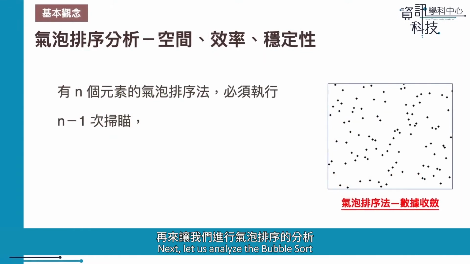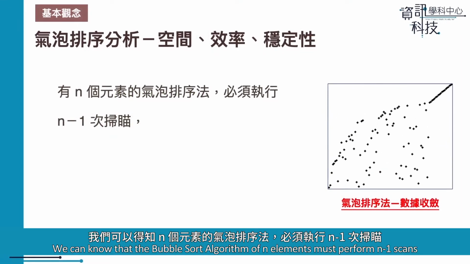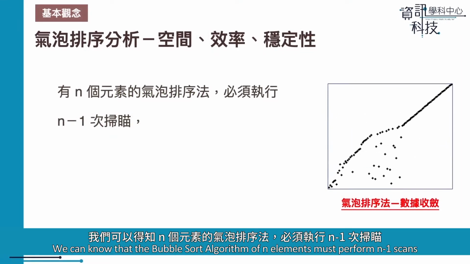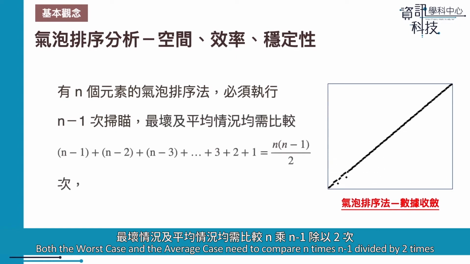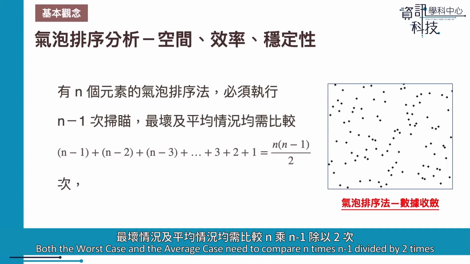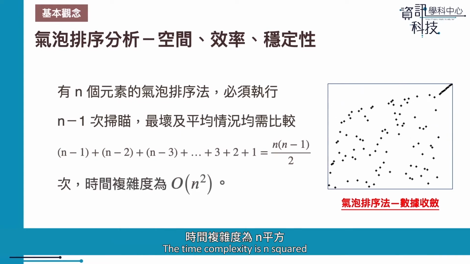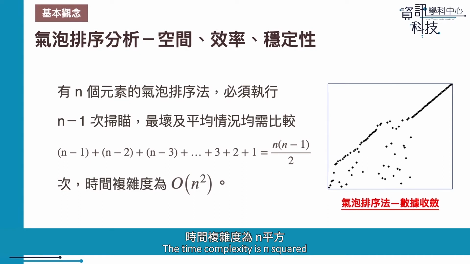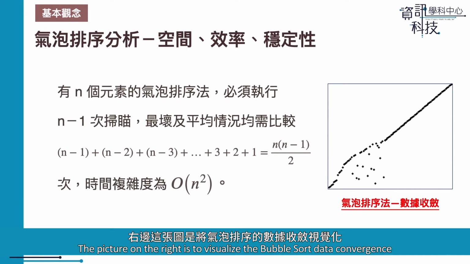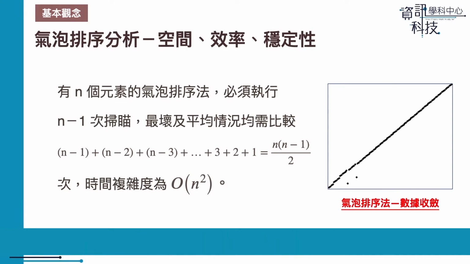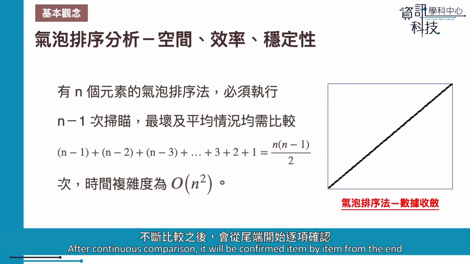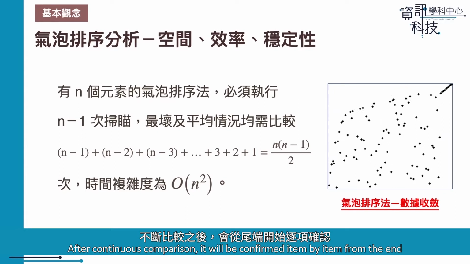Next, let us analyze the bubble sort. We can know that the bubble sort algorithm of n elements must perform n-1 scans. Both the worst case and the average case need to compare n times n-1 divided by 2 times. The time complexity is n squared. The picture on the right is to visualize the bubble sort data convergence. After continuous comparison, it will be confirmed item by item from the end.